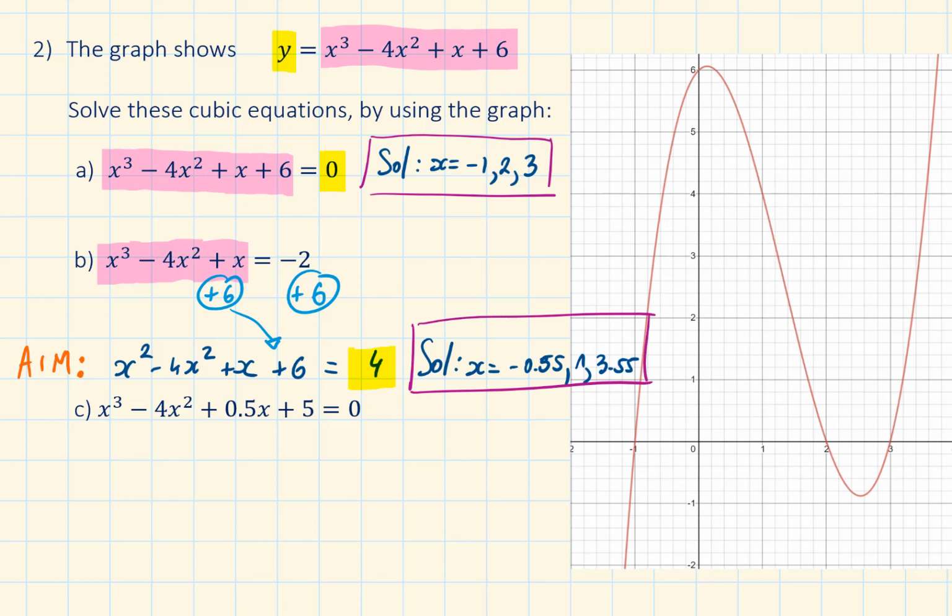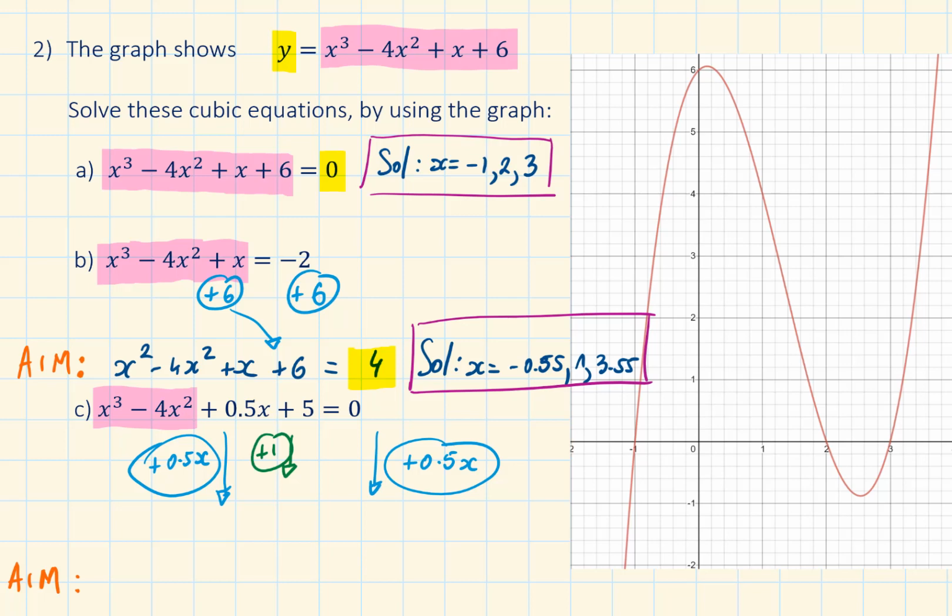And finally the last question. X cubed minus 4x squared is the same. 0.5x and plus 5 is not the same. Our aim is to make the x term 1x instead of 0.5x and make our number term a plus 6. Add half x to make it into 1x, add 1 to 5 to make it into a 6, and since we have added 1 to the left hand side, we have to do the same for the right hand side. This will give us x cubed minus 4x squared plus 1x plus 6 equals half x plus 1. X cubed minus 4x squared plus x plus 6 is identical to the one given in the graph. Our y becomes half x plus 1.